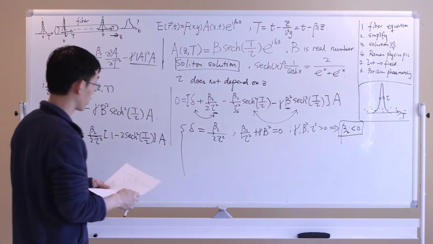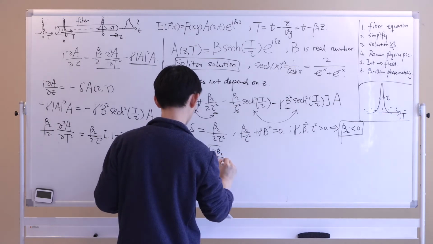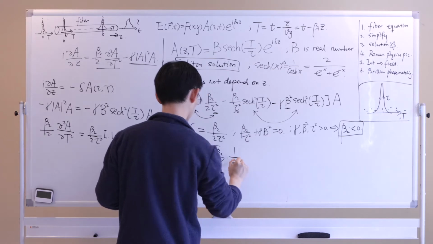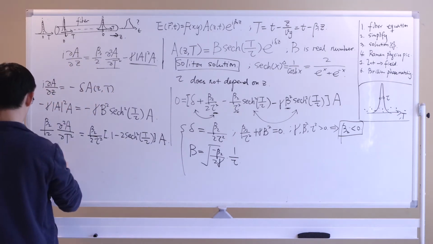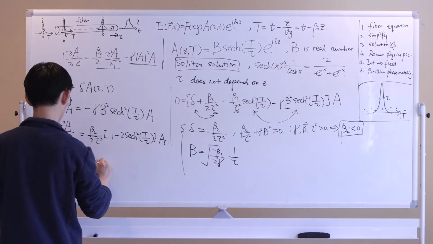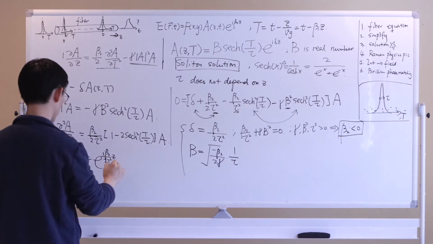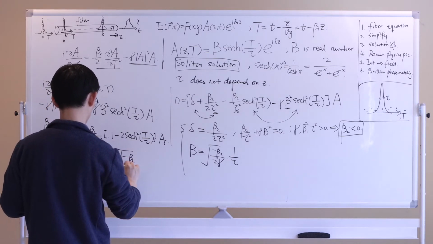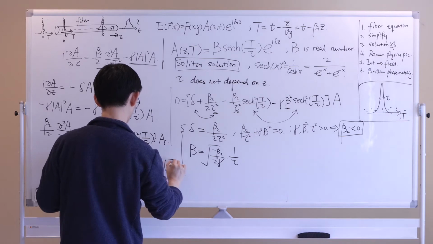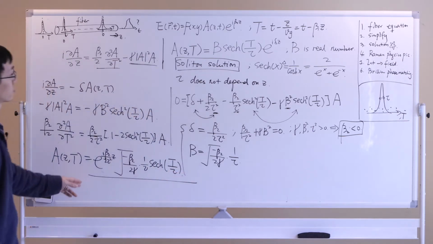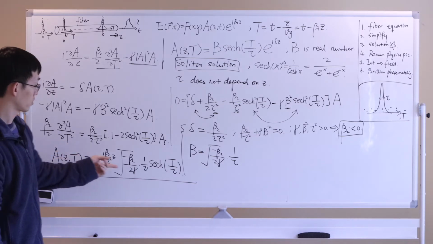And once you have anomalous dispersion, then you can solve for B. So overall, the solution would be A(z,t), with a propagation constant. So this is a solution that satisfies the nonlinear Schrodinger equation. And there's only one free parameter in this waveform, that is the pulse width tau.